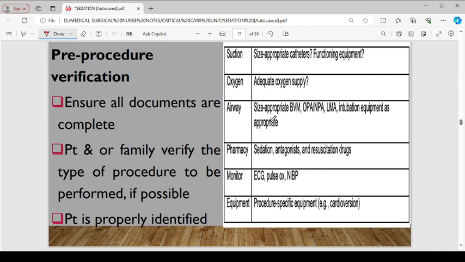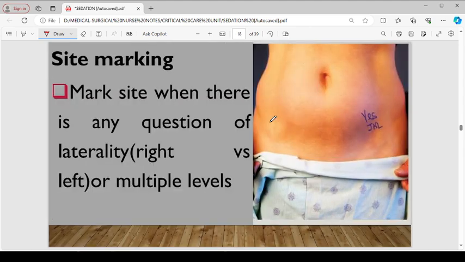Remember, before you need to have suctioning, which will have size-appropriate catheters, and they should be functioning. Should have oxygen, which should be adequate. Airway sizes, which could be of different sizes, and pharmaceutical agents that you need to use, then the monitors, and then the equipment for that case.